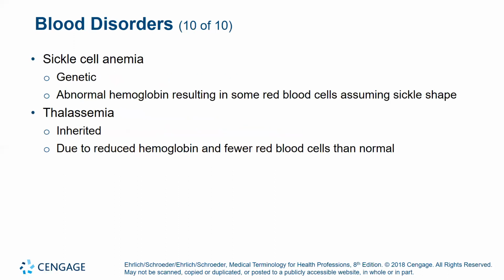Sickle cell anemia, this is genetic. It's abnormal hemoglobin resulting in some red blood cells assuming a sickle shape. Next we have thalassemia. This is inherited. It's due to reduced hemoglobin and fewer red blood cells than normal.